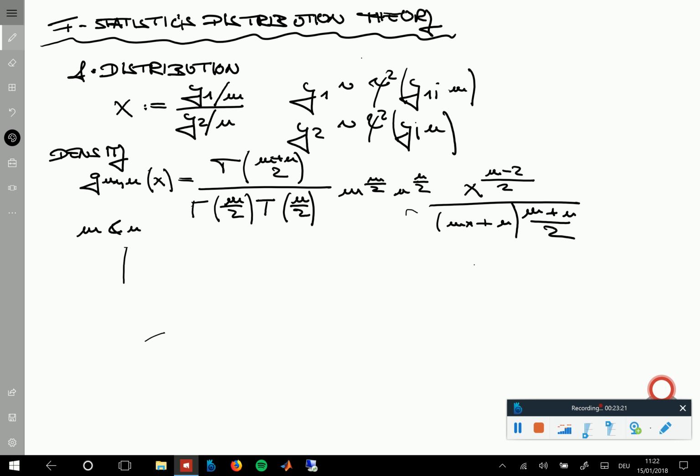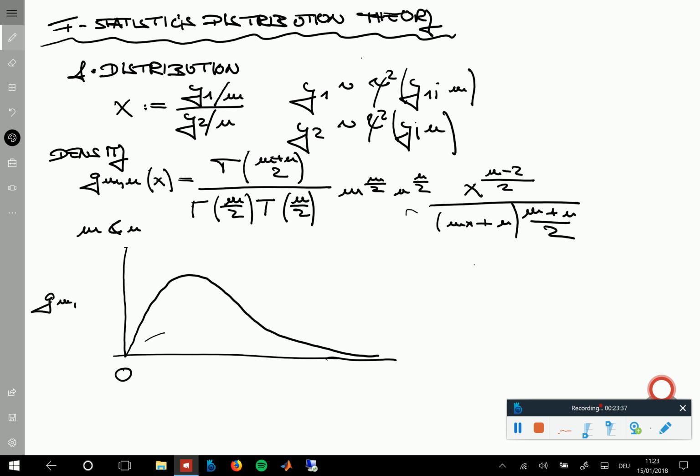The most common thing for a little bit larger degrees of freedom is that it takes kind of this shape, roughly. Yeah, and here we have 0, and here we have the density. Now that's the F distribution.